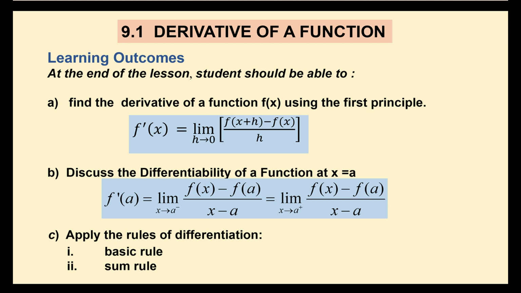B. Discuss the differentiability of a function at x equals a. It means f'(a) must equal the limit when x approaches a from the left of [f(x) minus f(a)] over [x minus a], which equals the limit when x approaches a from the right of [f(x) minus f(a)] over [x minus a]. C. Apply the rules of differentiation, that is the basic rule and sum rule.